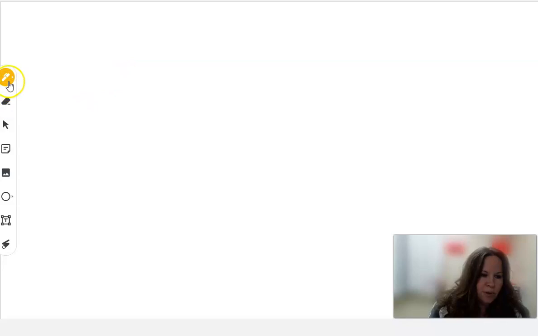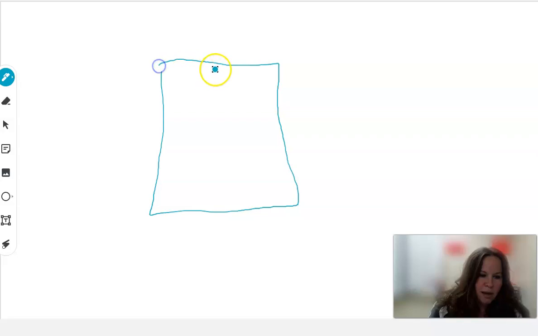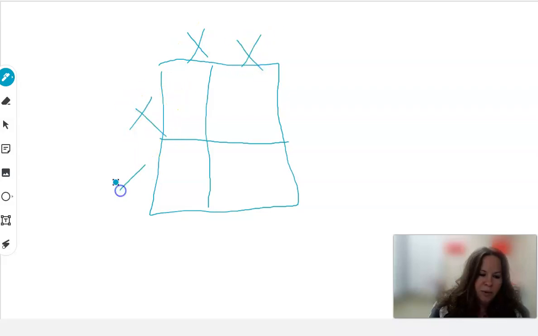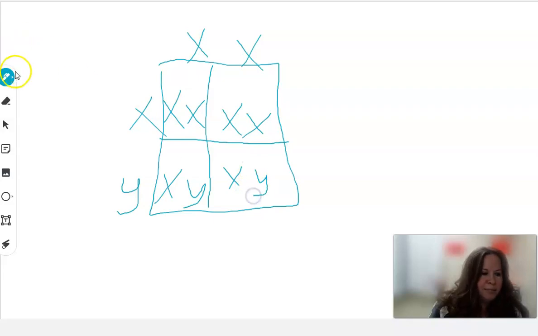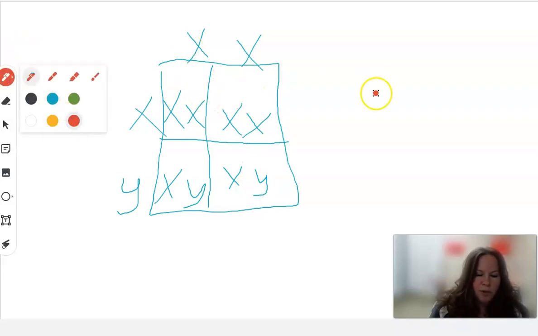Let's try another one. So how could you get a female who's red-green colorblind? What would you have to do? Yes, sex-linked problems take a little bit more time if you have to put in all the X's and Y's. So what would you have to do to get a female who's red-green colorblind?